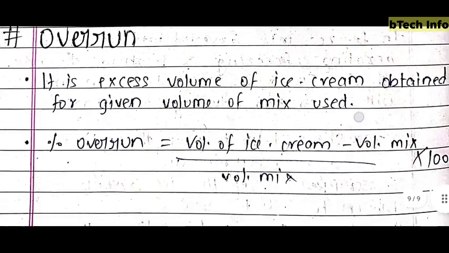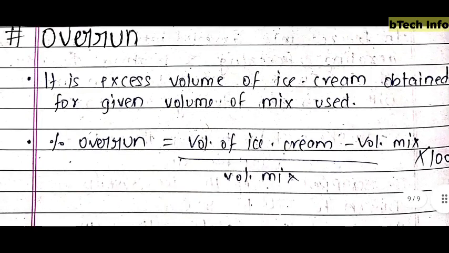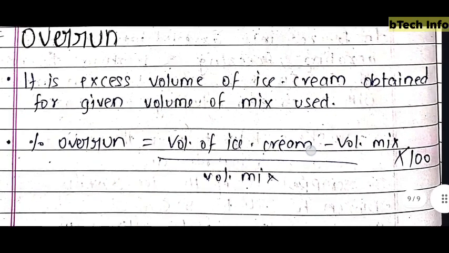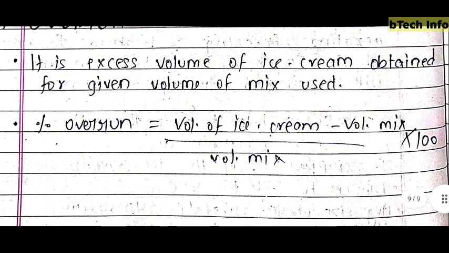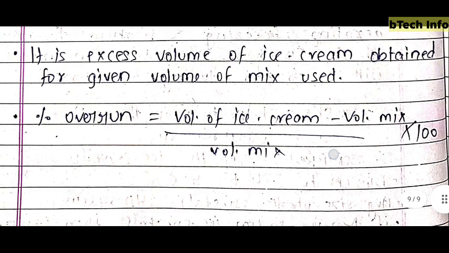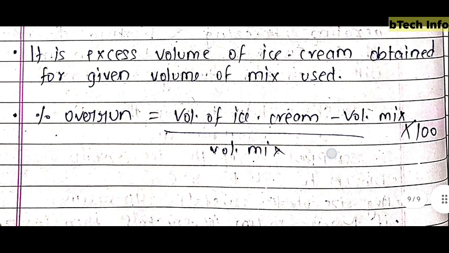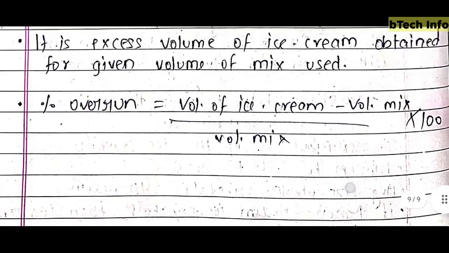Now, what is overrun? Overrun is the excess volume of ice cream obtained for a given volume of the mix used. Percentage overrun is equal to volume of ice cream minus volume of mix, upon volume of mix, into 100. Now you can calculate the overrun of the ice cream.